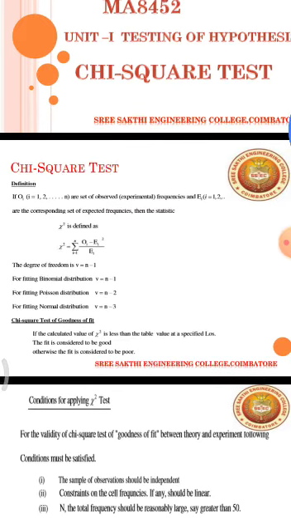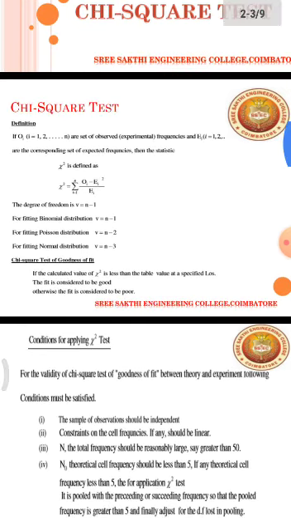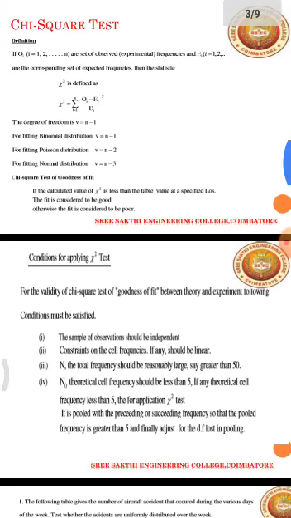Next, the applications of the chi-square test. First, to test the goodness of fit. Second, to test the independence of attributes. Third, to test if the hypothetical value of the population variance is chi-square. Last, to test the homogeneity of independent estimates of the population correlation coefficients.